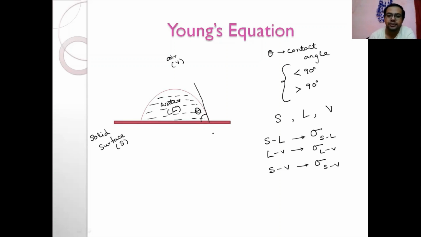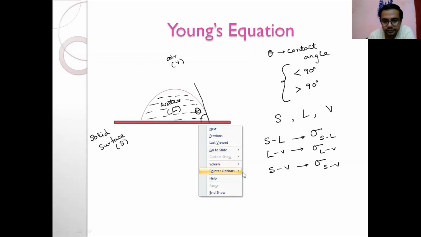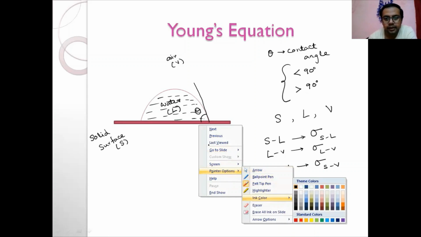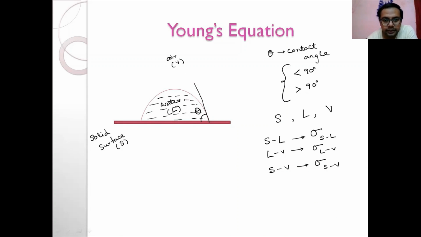So let's see how it looks. Here, that is the liquid and this is the vapor. So here, whatever surface tension is acting is between liquid and vapor. In this direction also one surface tension force will be acting. That is solid and vapor, sigma SV. And this is the liquid and solid surface. So on this side also one surface tension force will be acting, and that is solid and liquid.